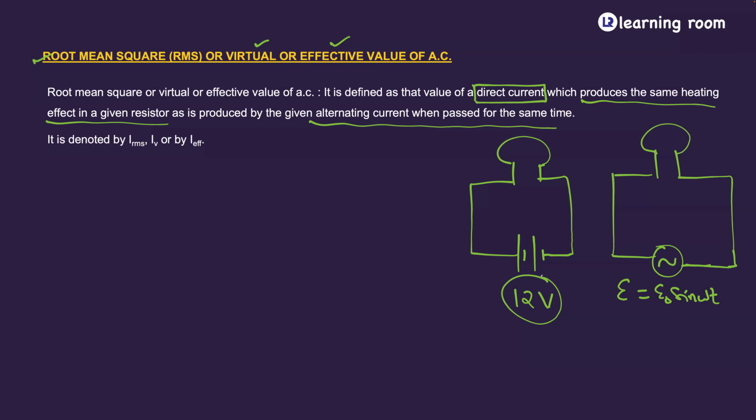So why I'm giving this hint is that the final value of RMS that I'm going to derive will be in terms of E naught. That is the first thing to be registered in your mind. So this is the overall outline of the story. But the second most important point is understanding how the bulb is going to glow.